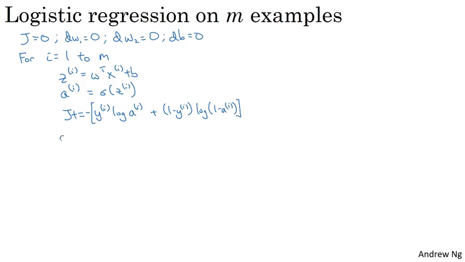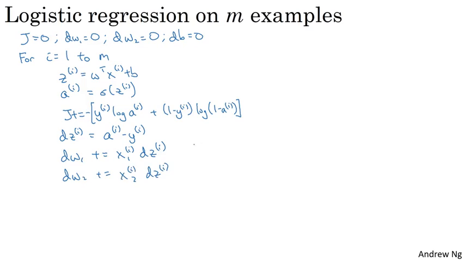And then as we saw earlier, we have dz^(i) equal to a^(i) minus y^(i), and dw1 plus equals x1^(i) dz^(i), dw2 plus equals x2^(i) dz^(i). Oh, and I'm doing this calculation assuming that you have just two features, so that n is equal to 2. Otherwise, you do this for dw1, dw2, dw3, and so on. And then db plus equals dz^(i). And I guess that's the end of the for loop.